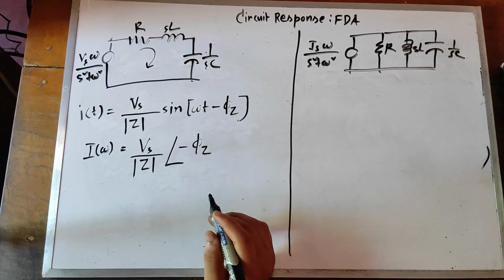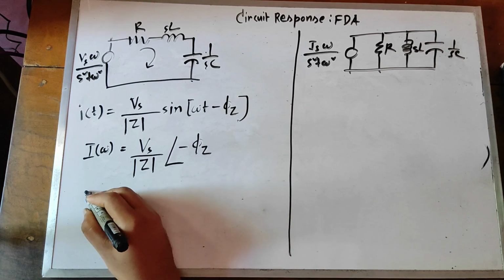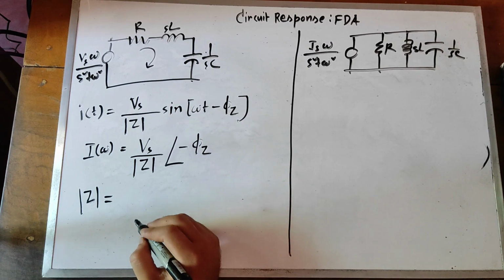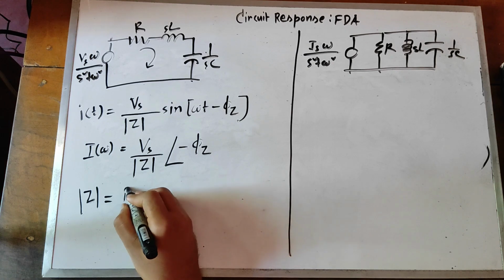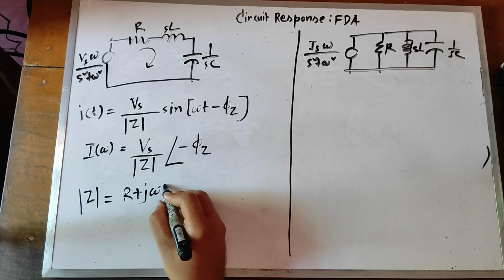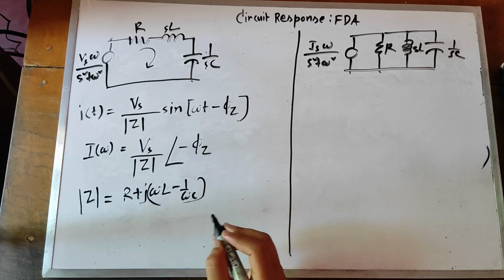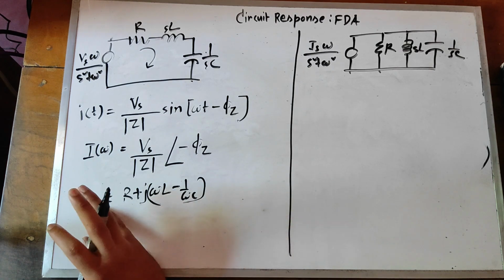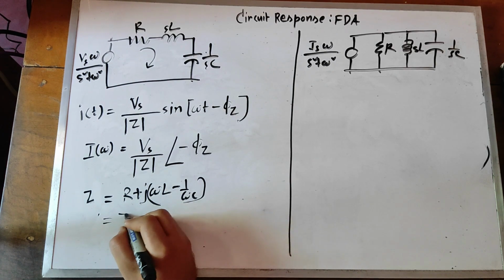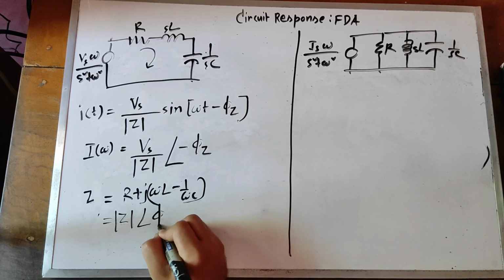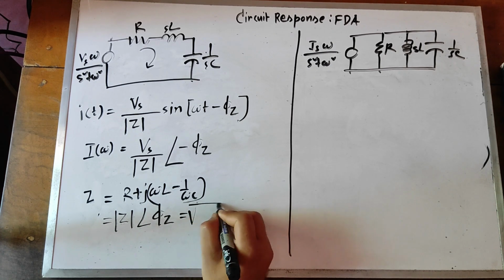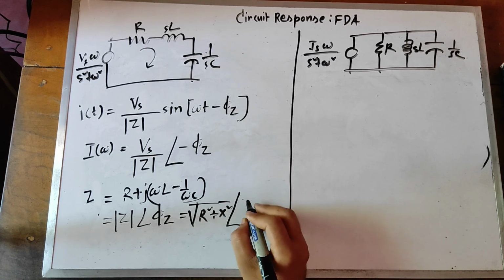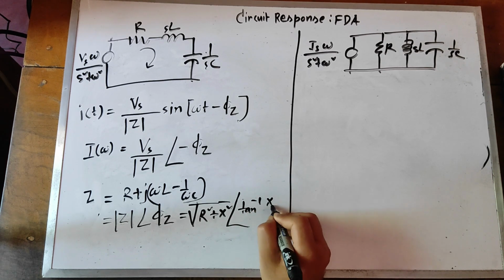This is in phasor form, and Z is R plus j omega L minus 1 by omega C, sorry, the magnitude, and which is magnitude and phi Z: square root of R squared plus X squared, tan inverse X by R.